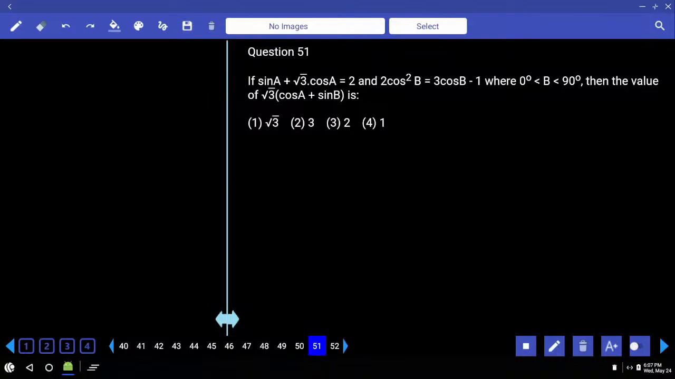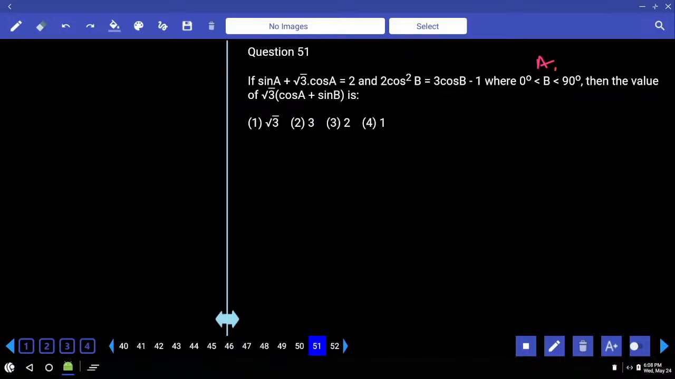Question number 51. If sin A plus root 3 cos A equals 2 and 2 cos square B equals 3 cos B minus 1, where 0 is less than B less than 90, then the value of A comma B should be... What is the value of root 3 into cos A plus sin B?